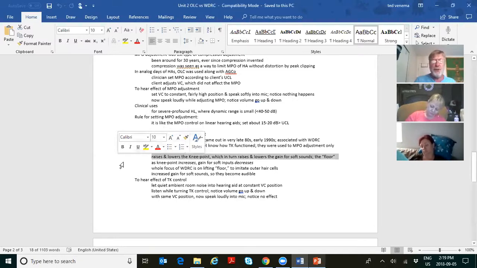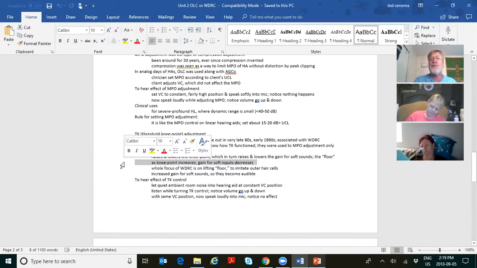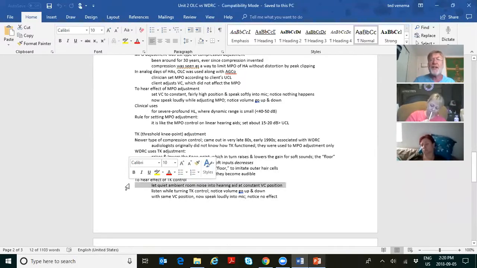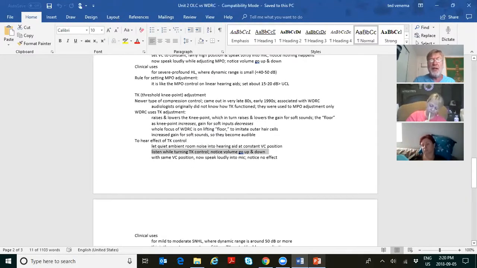It adjusts the floor. As the knee point gets higher, the gain for soft inputs goes down. The whole focus of WDRC was to imitate outer hair cells. Increase the gain for soft sounds so that they become audible. To hear the effect of the TK control, be quiet. Let quiet ambient room noise into the hearing aid and listen while turning the TK control. You'll notice the gain go up and down. All right? That was the way you heard it.